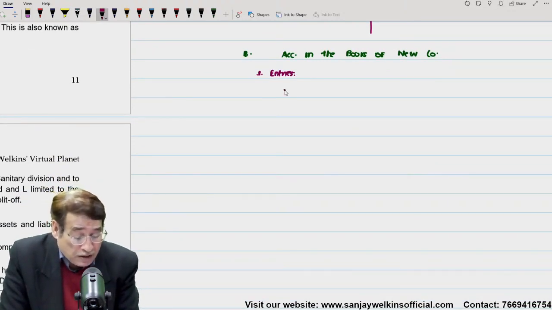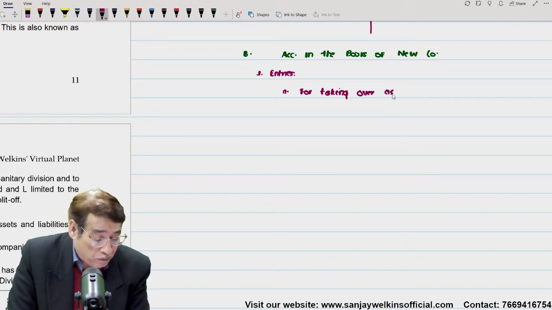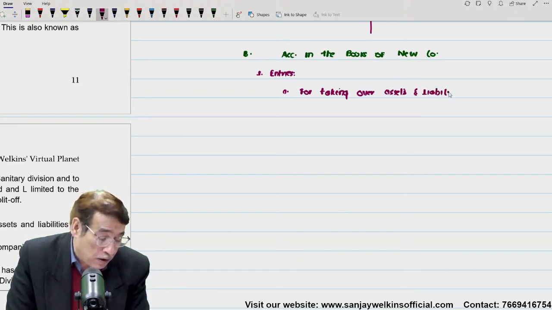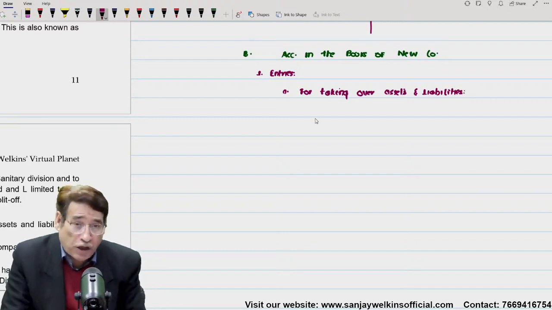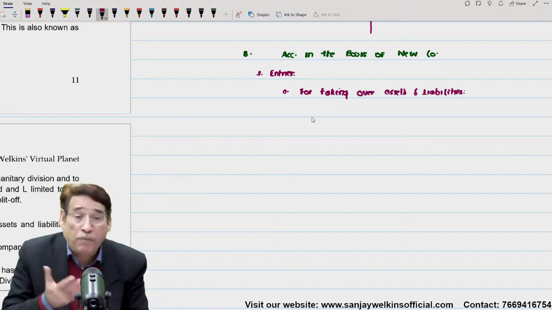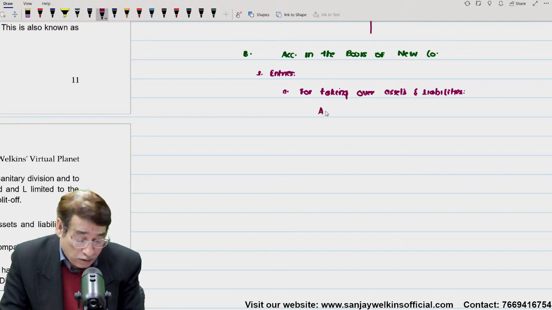Now, as far as entries is concerned, the first entry will be for taking over assets and liabilities. So you will take over all the assets and liability. You are the new entity. If you are going to take over, the asset will come to you. So that means asset from your perspective will increase. So I will write here assets account.